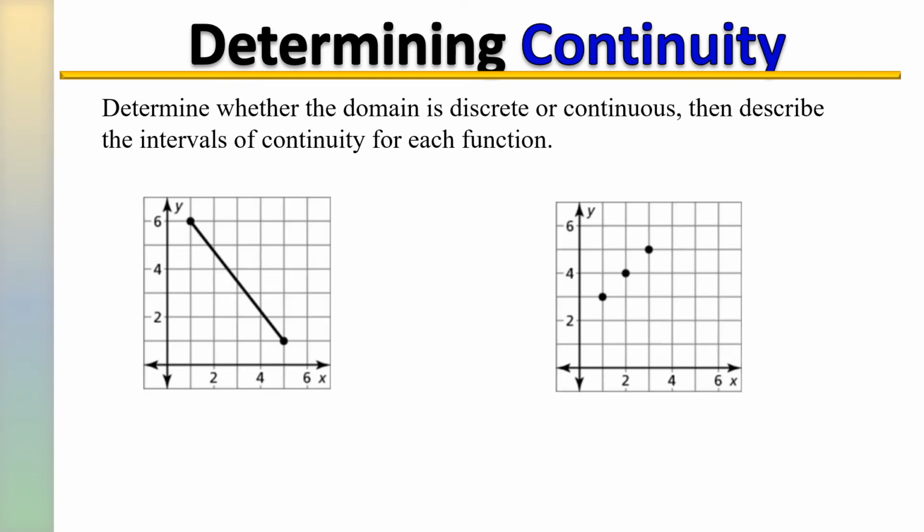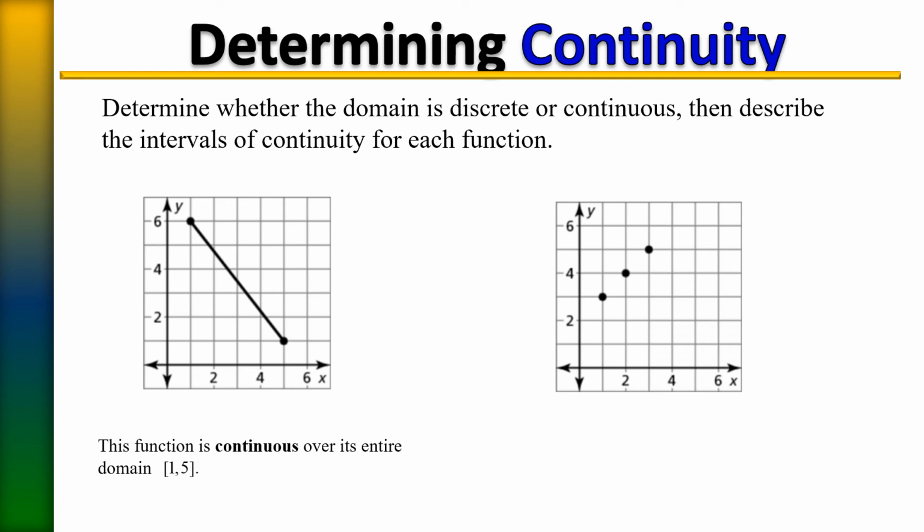Okay, so here we want to again determine whether the domain is continuous or discrete, and then describe the intervals of continuity for each function. So starting with the first function, let's go ahead and begin sketching with our pencil and see if we can go through it without lifting up our pencil from left to right, moving along that domain. We can see that we can sketch the entire domain without lifting our pencil, and that domain extends from, notice here, from 1 to 5. So we would say that it's continuous over its entire domain.